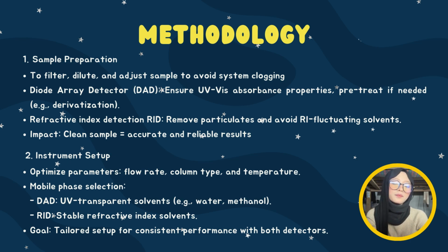Next is instrument setup, where the system parameters such as flow rate, column type, and temperature are carefully optimized. The choice of mobile phase is especially critical at this stage. For DAD, UV-transparent solvents like water, methanol, or acetonitrile are ideal to prevent interference during detection. Meanwhile, for RID, the mobile phase must have a stable refractive index, as any fluctuations can lead to baseline instability. By ensuring the setup aligns with the needs of both detectors, the system is primed for consistent performance.